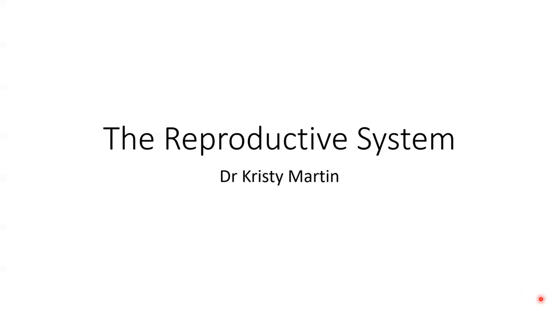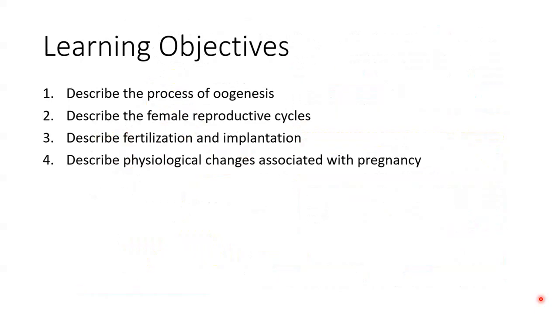And the final lecture for the reproductive system and for the semester is the physiology of the female reproductive system. And the physiology of the female reproductive system is a little bit more complex than that of the male system. So we'll begin by talking about the process of oogenesis, which is the production of female gametes.